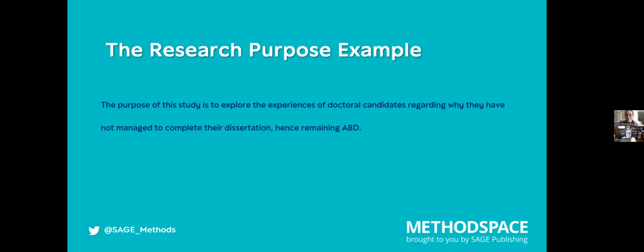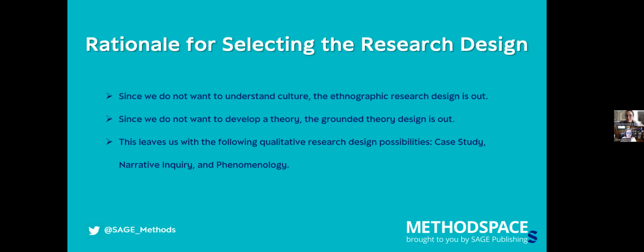We have identified the problem. These students spend money, time, and they never completely finish because they don't complete their dissertation. So that's our problem. So let's look at the purpose. This is just the research purpose example of that problem. And what we've come to find is the purpose of this study is to explore the experiences of doctoral candidates regarding why they have not managed to complete their dissertation, hence remaining ABD, or all but dissertation. So remember, we're looking at this from a qualitative lens.